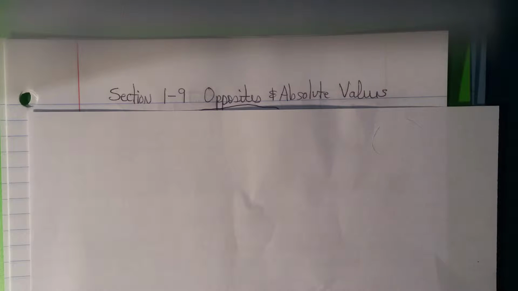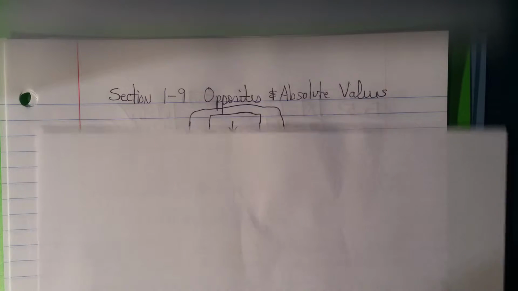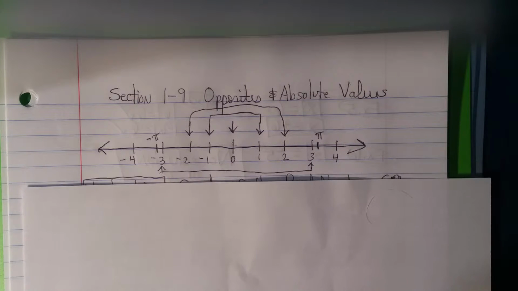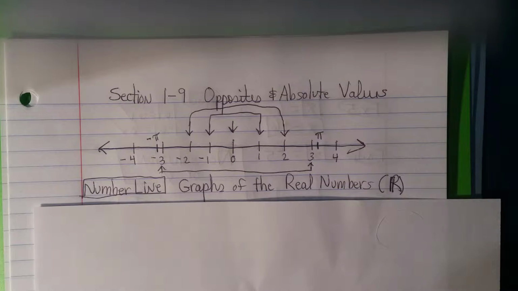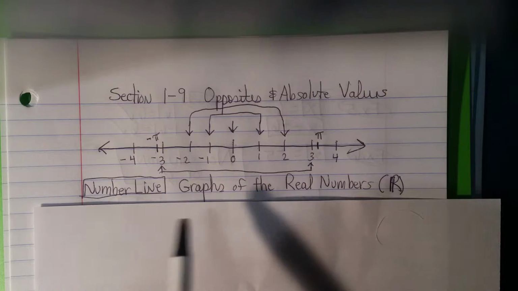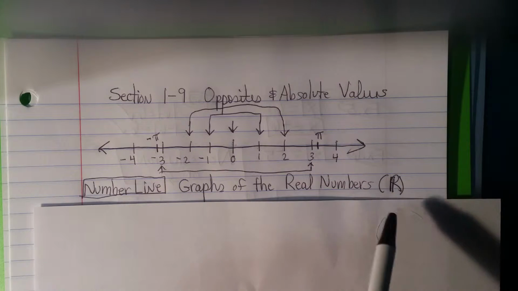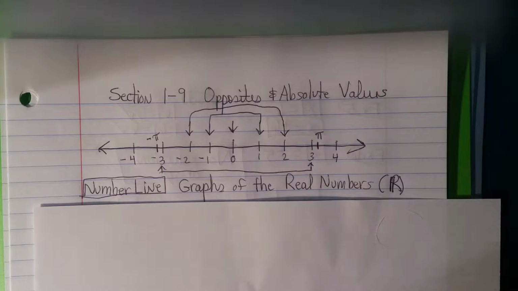Section 1.9 is called opposites and absolute values. And before getting into those things, let's take a look at the number line. There's a couple different definitions of number line. The first one is that it's the graphs of the real numbers, and graphs means the points.